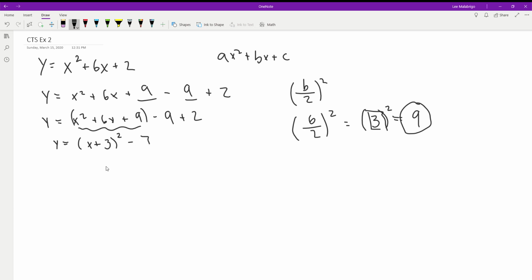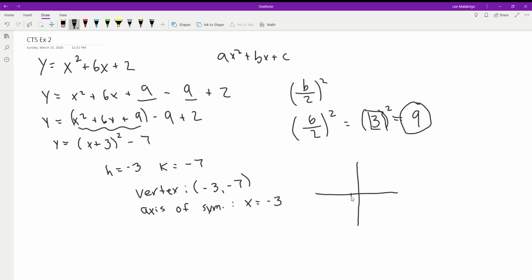So if we were going to do this one, our h here is negative 3, k is negative 7, and so our vertex is negative 3, negative 7. Axis of symmetry, I'll just put axis of sym, is going to be x is equal to negative 3, that's h, x is equal to h. And then if we wanted to graph this, we could simply go like this. We have our graph.